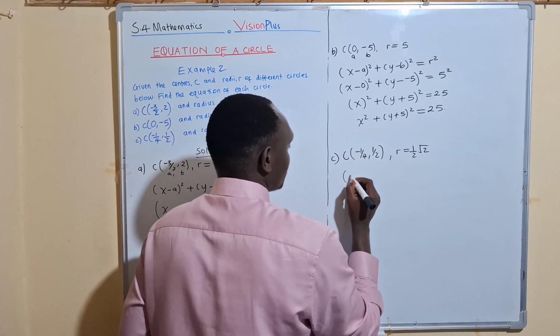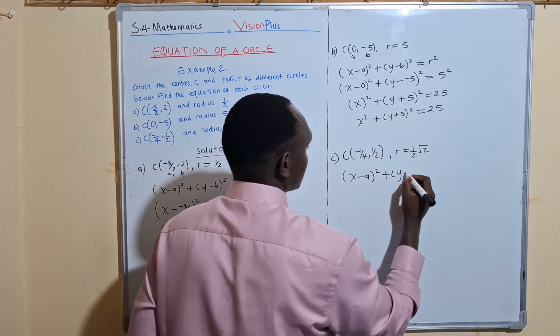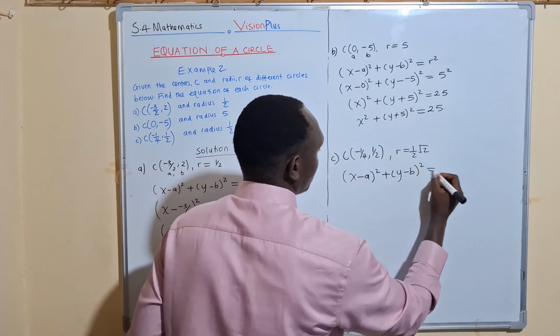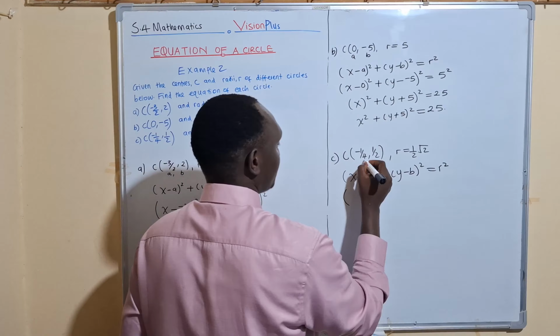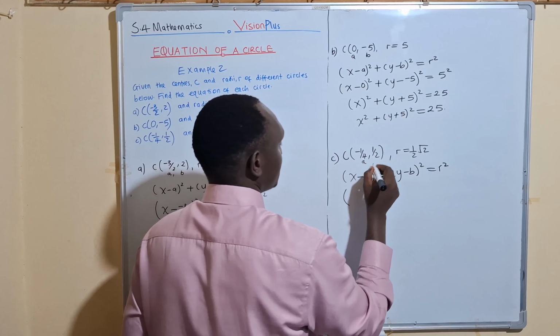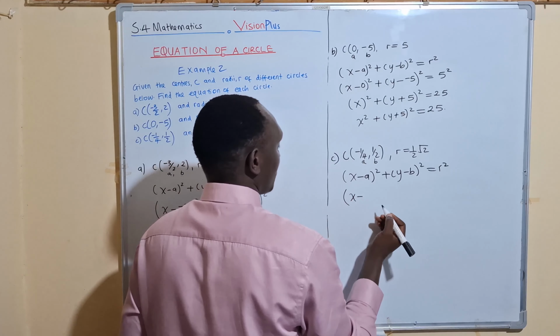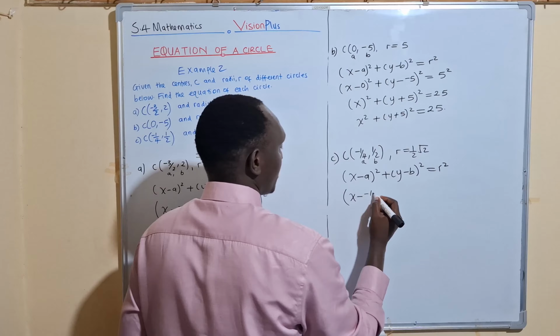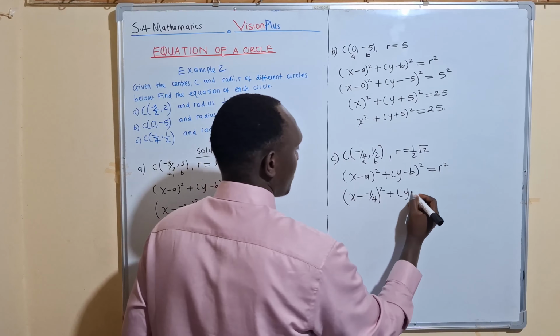So we know that the equation of circle is given by x minus a. Always write this to guide you. Plus y minus b squared equals to r squared. Let us substitute for a and b. The first coordinate is a and the second coordinate is b. That means we shall have x minus a. What is a? A is negative 1 out of 4. Put it like that. Squared plus y minus b.